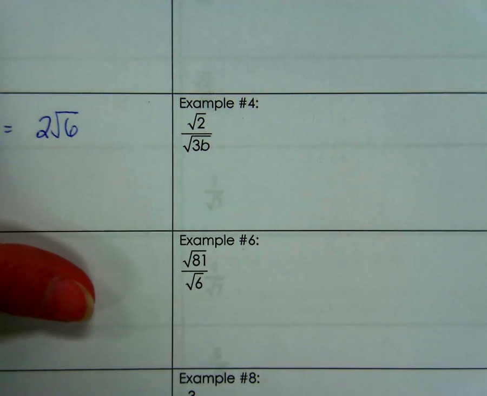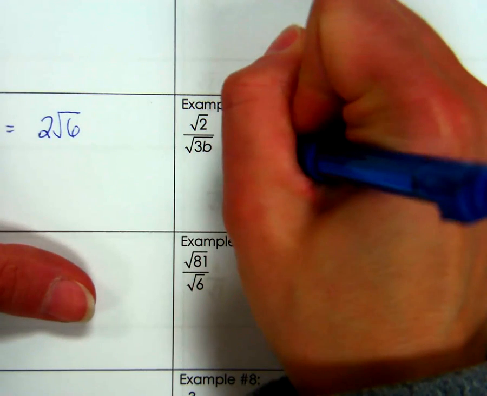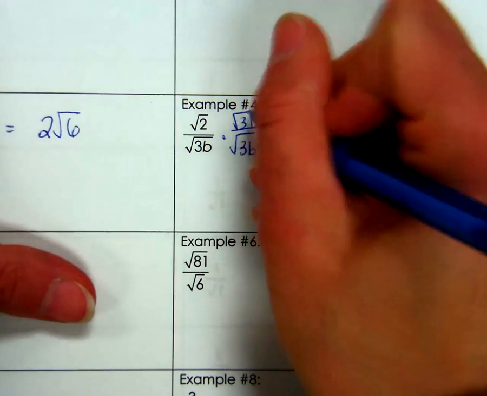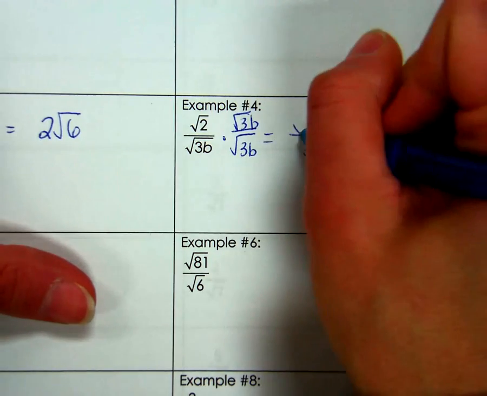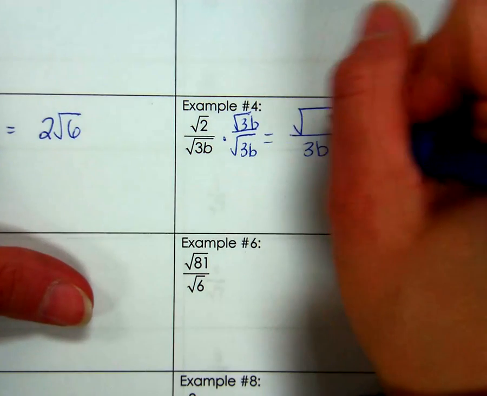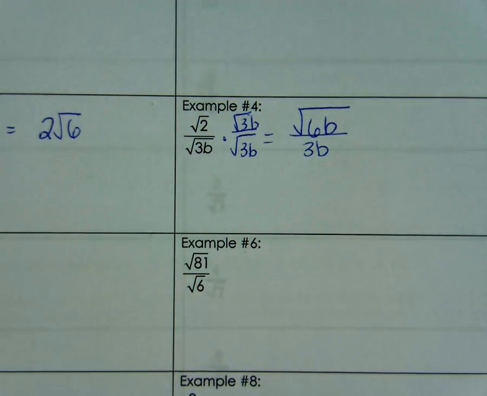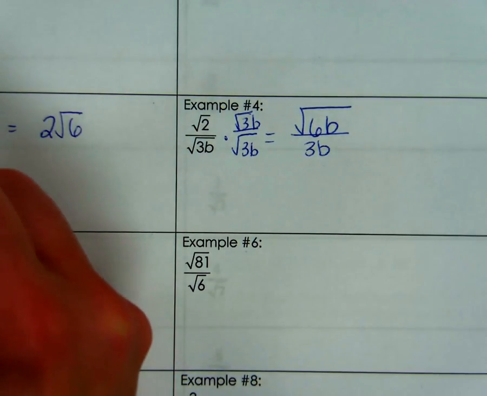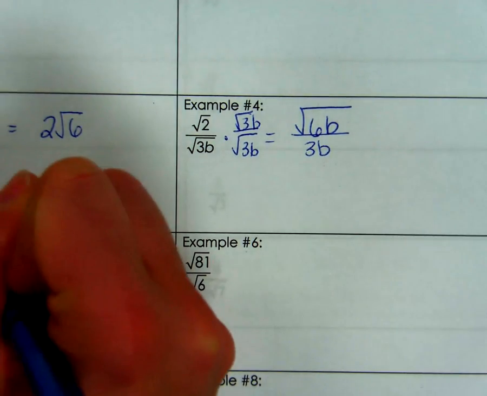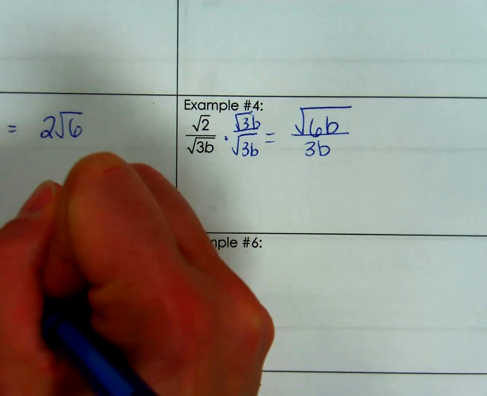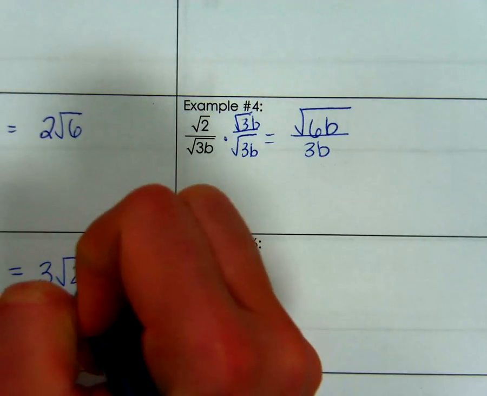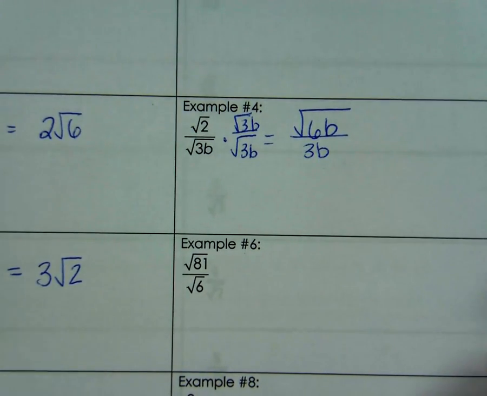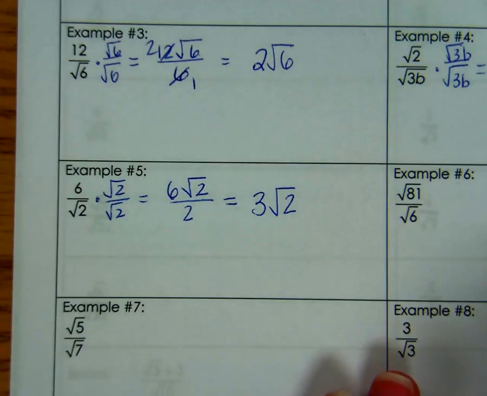Number 4, you're going to multiply by the whole radical, square root of 3b over square root of 3b. On the bottom, you would get 3b. On the top, you would just multiply the radicals together and leave it under the radical. 2 times 3 is 6, so 6 square root of 6b over 3b. Number 5, square root of 2 over the square root of 2 equals 6 square root of 2 over 2. Can't simplify the square root of 2, but I can simplify 6 over 2, so I have 3 square root of 2. And I did not move it over to show you. I apologize.